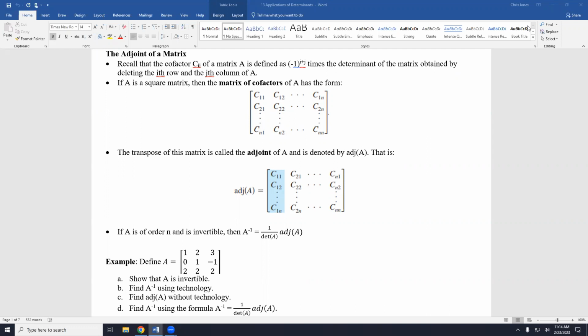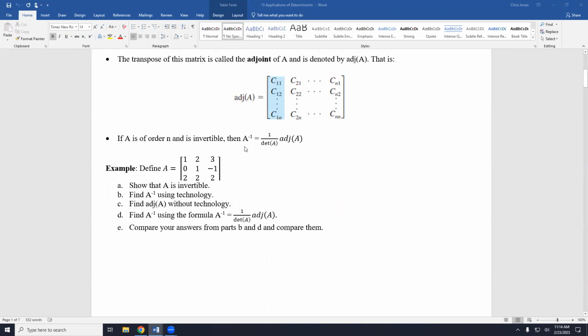Okay. So first thing we want to do is show that A is invertible. Then we're going to find A minus 1 using technology. Then we're going to find the adjoint without technology. I'll show you how to set it up. It won't be that difficult, it'll just be tedious. Then we're going to find A minus 1 using the formula. And then finally, we're going to compare our answers.